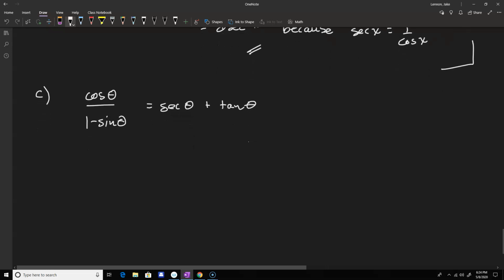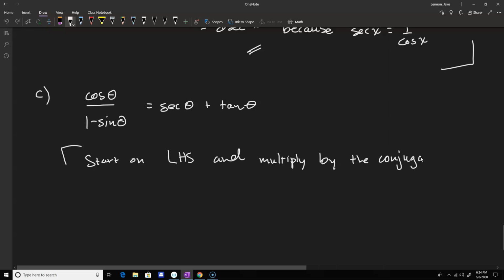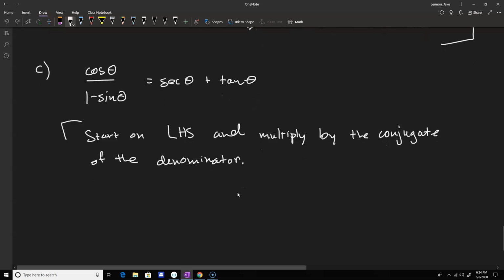Let's go ahead and again start on the left-hand side and multiply by the conjugate. In particular, the conjugate of the denominator. Remember, what does the conjugate mean? Well, if you have some expression a plus b, the conjugate would be a minus b. And the reason we do that is we're going to get a lot of Pythagorean style identities.